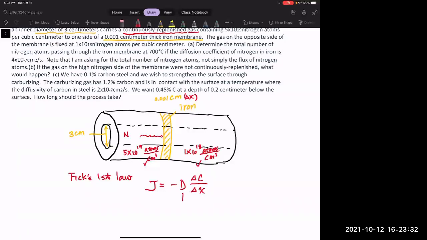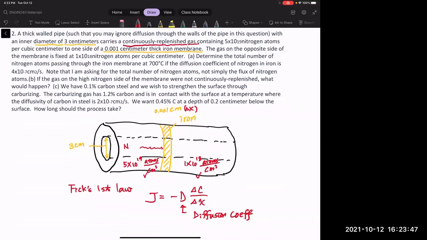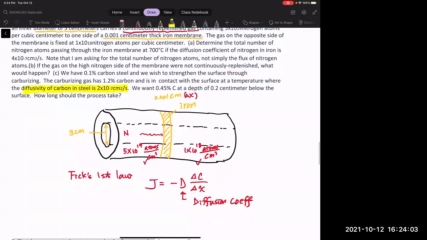But then you also need to know this D over here. So what is the D? Well, the D is the diffusion coefficient. Are we given that information? So you read the problem, they also give you that over here. The diffusivity of the carbon is this much. So that is the diffusion coefficient, the D. So now you have all the information. All you need is to put it all together, then you can find the answer.